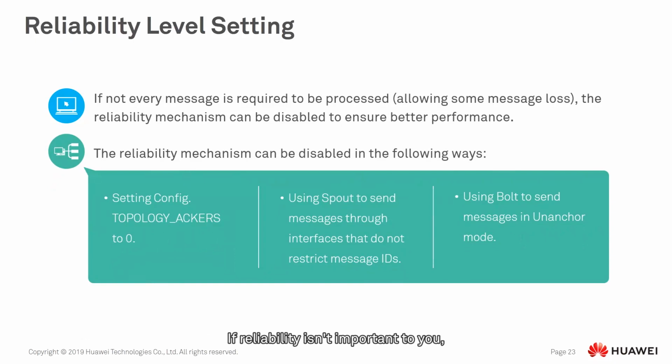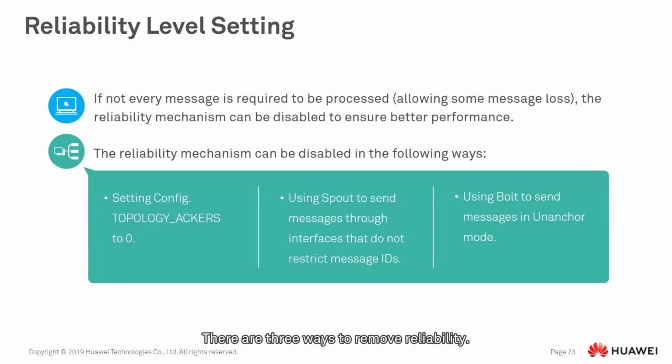If reliability isn't important to you, that is, you don't care about losing tuples in failure situations, then you can improve performance by not checking the tuple tree for spout tuples. Not checking a tuple tree reduces the number of messages transferred by half, since normally there is an ACK message for every tuple in the tuple tree. Additionally, it requires fewer IDs to be kept in each downstream tuple, reducing bandwidth usage.